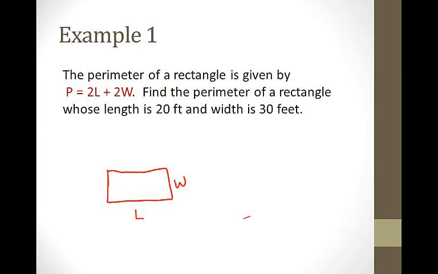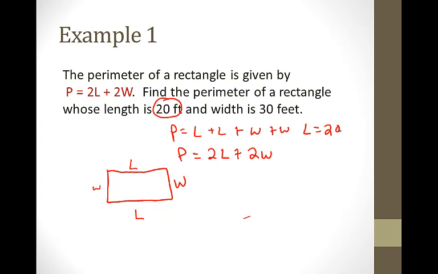Does this formula make sense? The width, that's the length. And so the perimeter is the sum of all those, right? So we have one length plus another length plus one width plus another width, and that's where we get the 2L plus 2W. Okay? So we're given a length of 20. So I'll sometimes over here to the side write L equals 20 feet and W equals 30 feet.